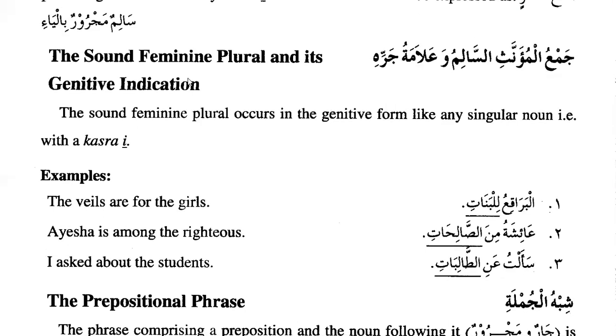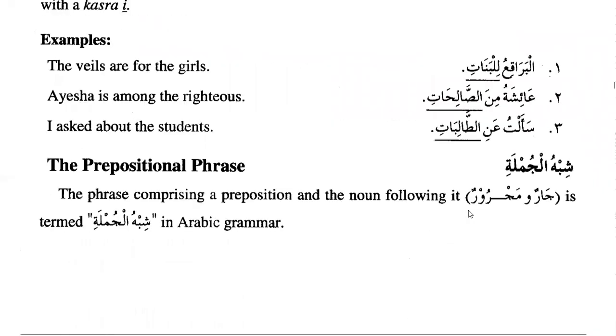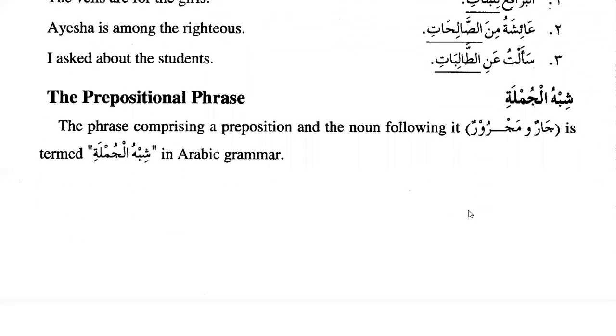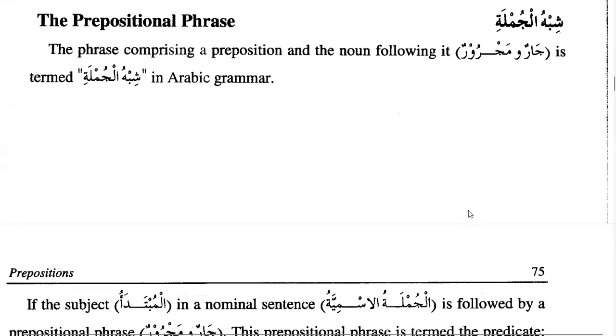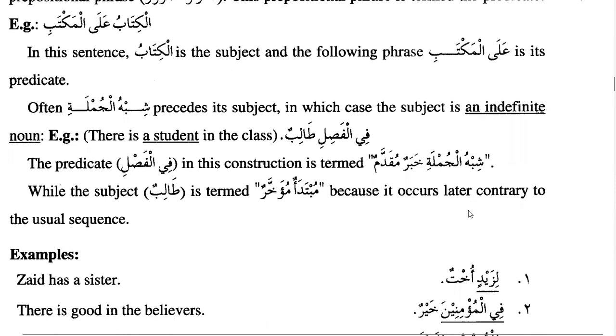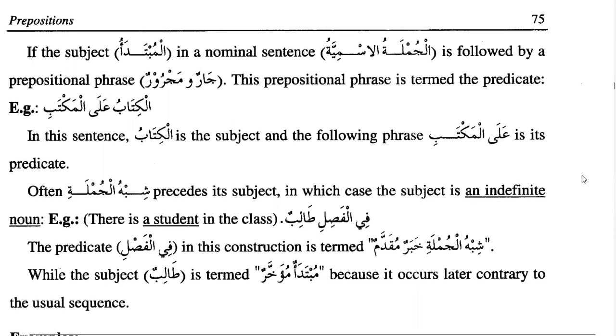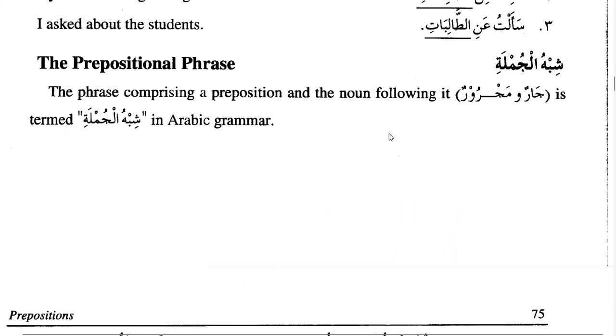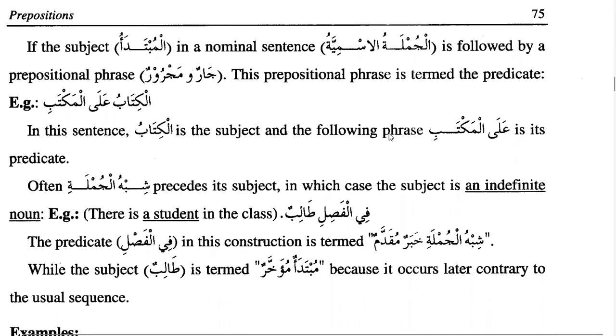So you learned that when jama monas salim is majroor, we'll use kasra with it. Next we have shibul jumla, prepositional phrase. Whenever you see harfe jar with the ism, then this means it is a shibul jumla, prepositional phrase. Whenever you see harfe jar with the ism, it is called shibul jumla.